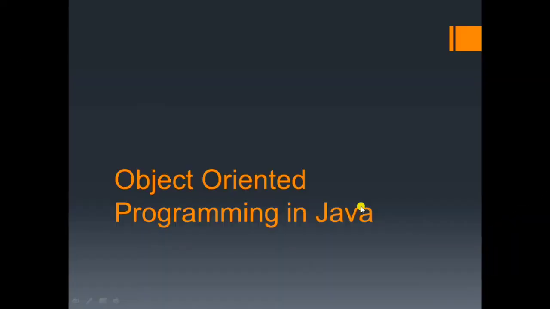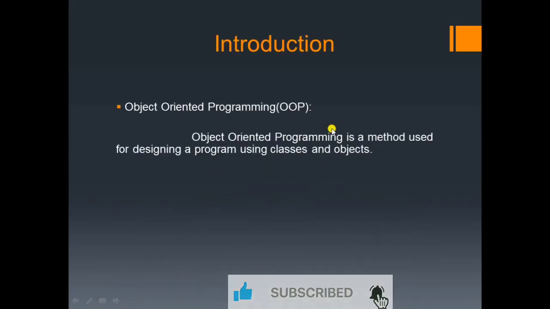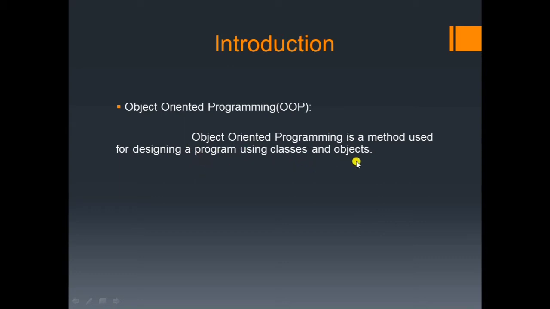My name is Subarna. Today we are going to study the subject called Object Oriented Programming in Java. So what is Object Oriented Programming? Object Oriented Programming is a method used for designing a program using classes and objects. So we are going to design a program using classes and objects. That method is known as Object Oriented Programming.